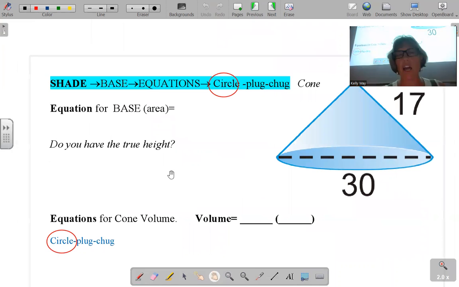Same 5 steps. Shade base equations. Circle plug chug. Say it with me. Shade base equations. Circle plug chug. Say it again. Shade base equations. Circle plug chug. Say it with me one more time. Shade base equations. Circle plug chug.